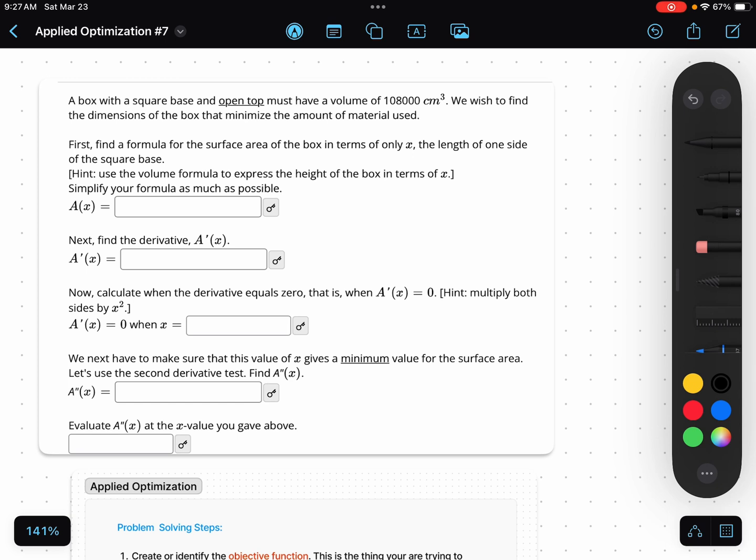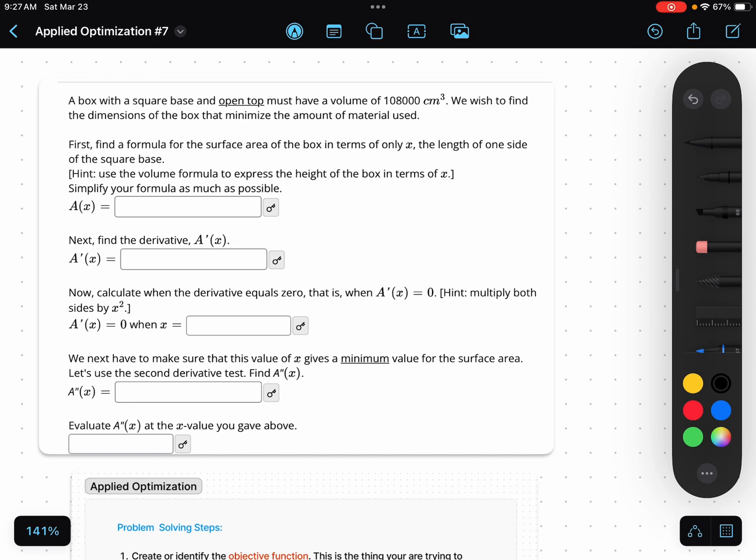So first, we're going to find a formula for the surface area of the box only in terms of x. And x is the length of one side of the square base. The hint is to use the volume to express the height of the base in terms of x. That's called the constraint, and we will set that up in a second here. Once we do that, we're going to have a simplified formula for the area, right? The surface area is how you find the amount of material used. So we're going to have a formula for the surface area, A of x.